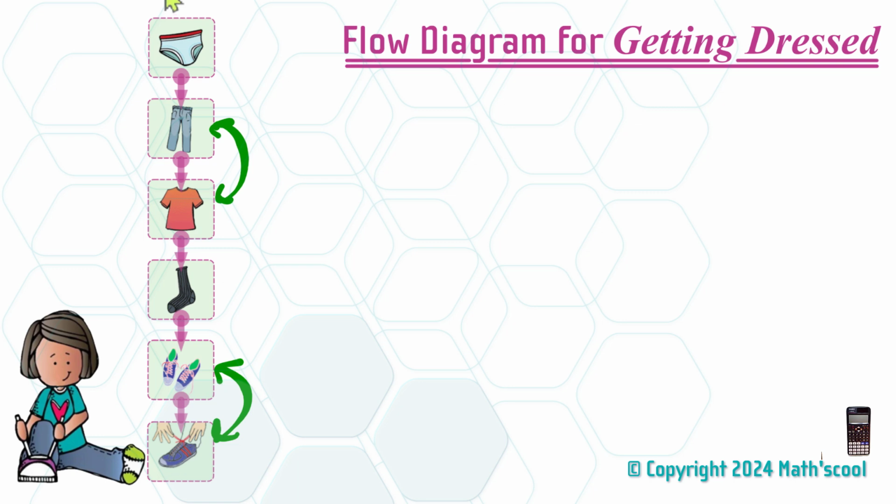So the flow diagram tells us the order in which we've done things in order to get dressed. Now, when we want to get undressed, what we would do is we would reverse that flow diagram. So we would undo our shoelaces first, and then we would take off our shoes, and then our socks, and then our top, and then our trousers, then we'd take off our pants, and then go to the shower.